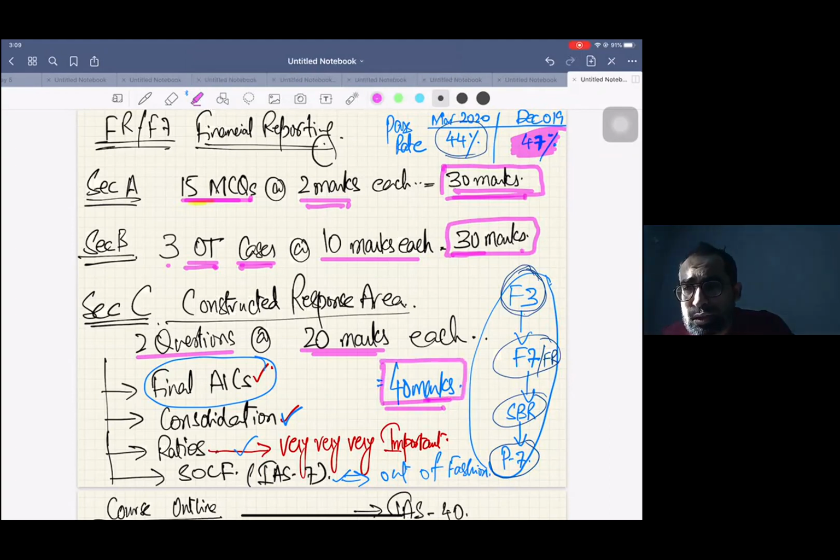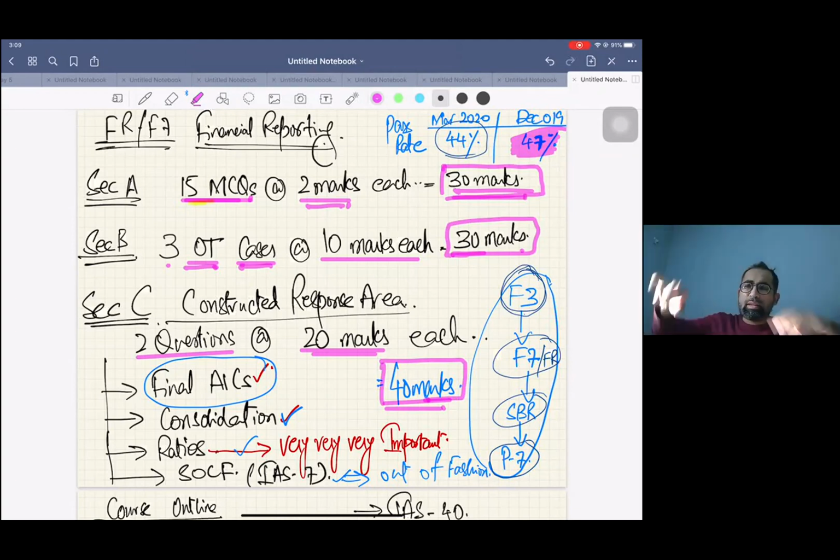Sir, is there any choice in the paper? There is no choice, my dear student, no choice. 100 marks are compulsory marks. You cannot leave anything.